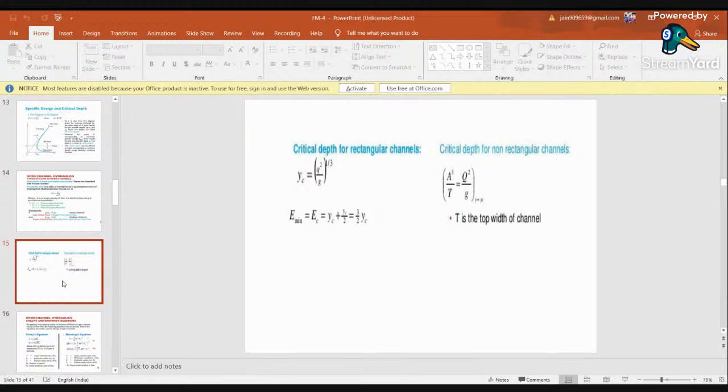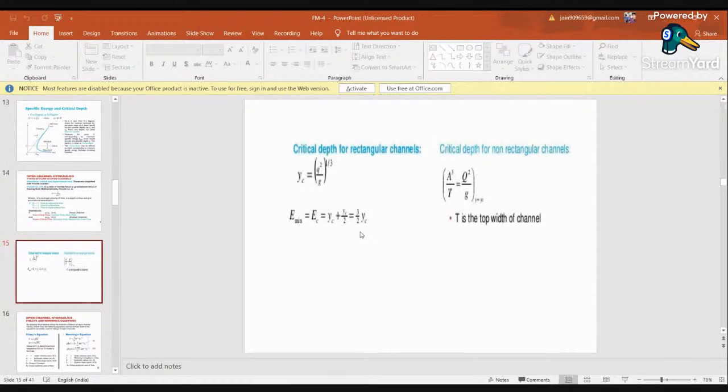Now, critical depth for a rectangular channel can be calculated by this formula, that is yc is equal to (q squared by g) to the power 1 by 3, where small q is nothing but your discharge per unit width, that is capital Q by B, and E minimum or critical energy. Now energy is calculated as y plus v square by 2g, is it? So here E is equal to y plus yc by 2, that is half of the depth. So your E minimum will be 3 by 2 of the critical depth.